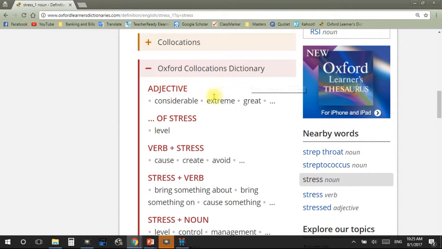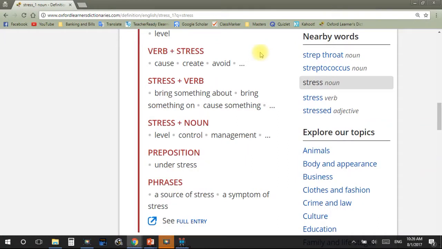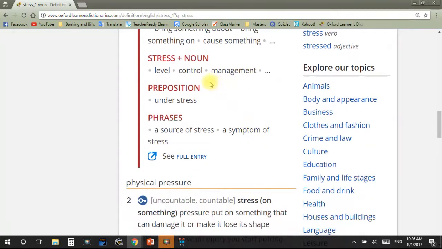Considerable stress, extreme stress, great stress. Or we can see level of stress. Or we see verbs that we use with the noun stress. For example, cause stress, create stress, avoid stress. Also, we see stress with other nouns that make compound nouns, like a stress level, stress control, stress management. Also, we see a common preposition here, under stress. For example, I am under stress at the moment.